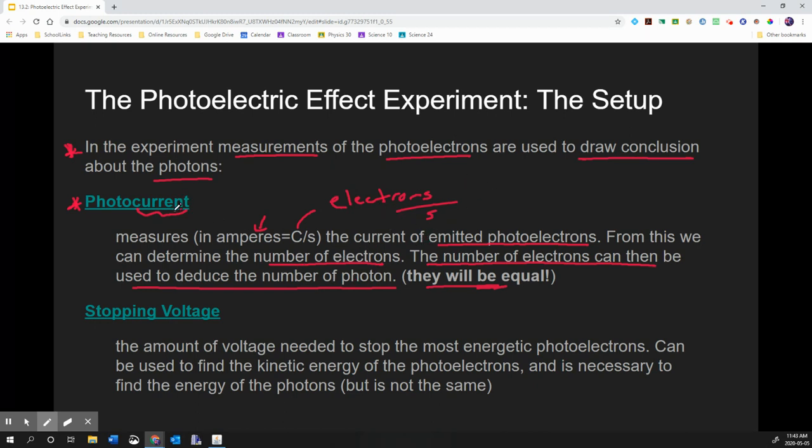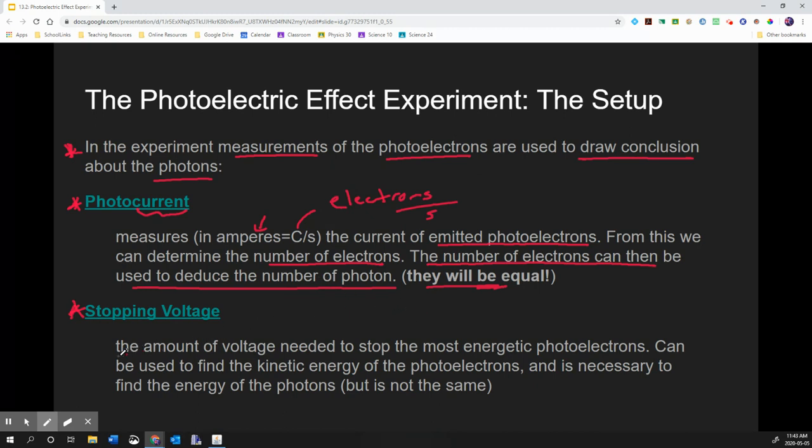So if photocurrent goes up, that means that the number of electrons coming off is going up, and we can work that back and deduce that the number of photons is going up. The other quantity that we keep track of in this experiment is something called the stopping voltage, and I'll demonstrate that when we get back to this.